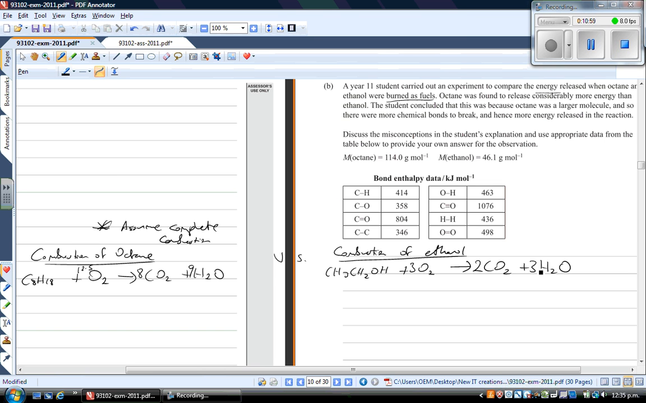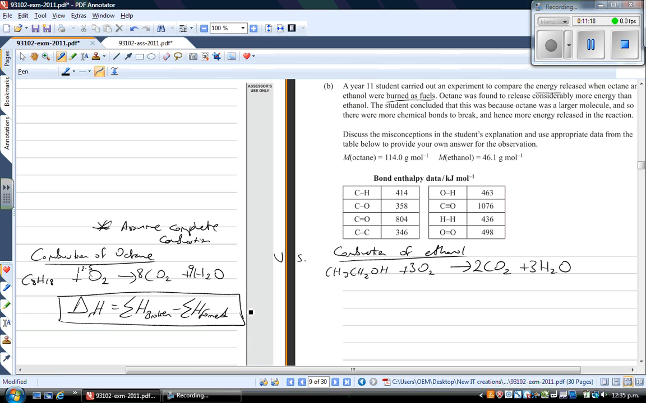With your balanced equations, we can then use the formula. The enthalpy for these reactions can be worked out by summing the bond enthalpy for the bonds broken minus the sum of the bond enthalpy for the bonds formed. So that's the key to working these numbers out. And then all you need to do is determine the number of bonds broken on the left-hand side and the number of bonds formed on the right-hand side for both equations, and then compare the numbers at the end. So again, very straightforward question, as I say.